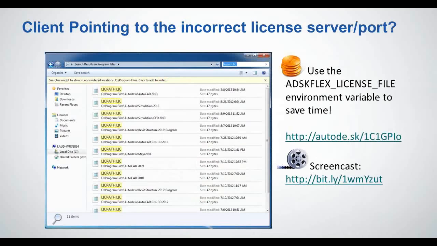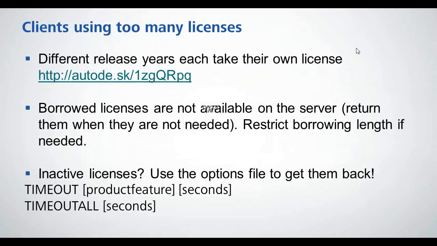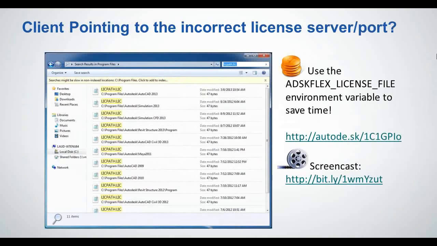If you got a bunch of systems or a bunch of software, your best bet is going to be using the environment variable ADSKFLEX_LICENSE_FILE, and that environment variable will override all of these lickpath.lick files, and then it will point to whatever server that you specify in that file. So there's a screencast here about how to do that. There's an article pointing to how to set that up. So if that's what you're interested in, you can delve more into that.